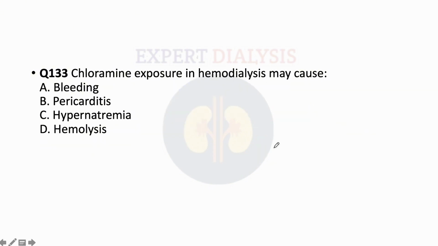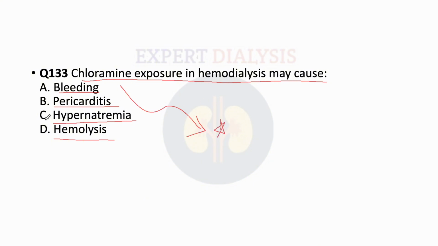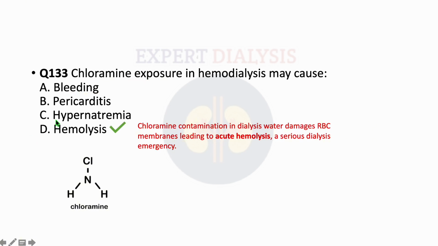Moving to the next question, it is saying chloramine exposure in hemodialysis may cause what? Option A is bleeding, option B is pericarditis, option C is hypernatremia, and option D is hemolysis. If the blood is exposed to chloramine, what is going to happen? It is going to cause hemolysis. Chloramine contamination in dialysis water damages the RBC membrane leading to acute hemolysis, a serious dialysis emergency.